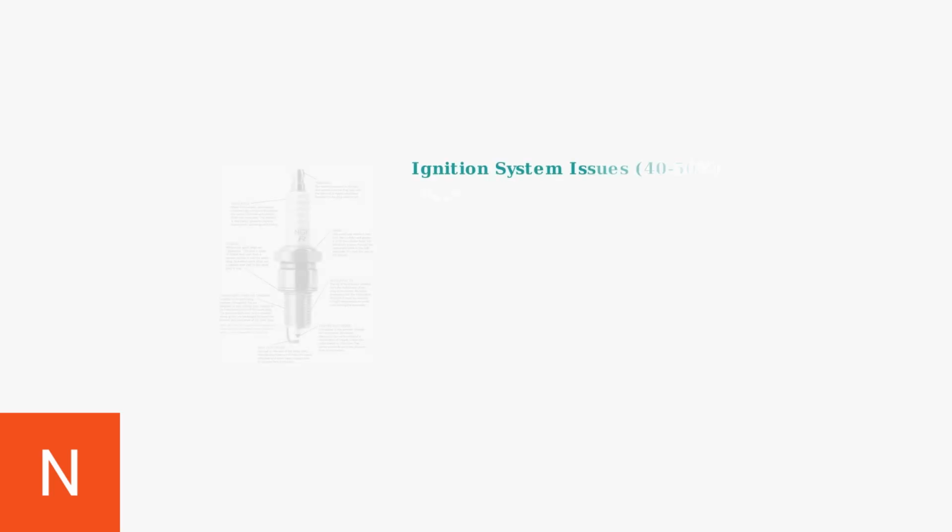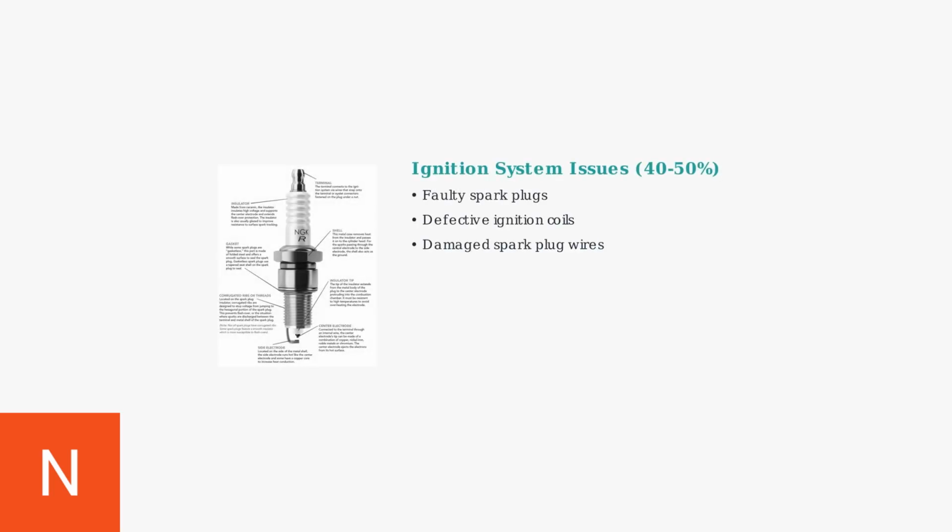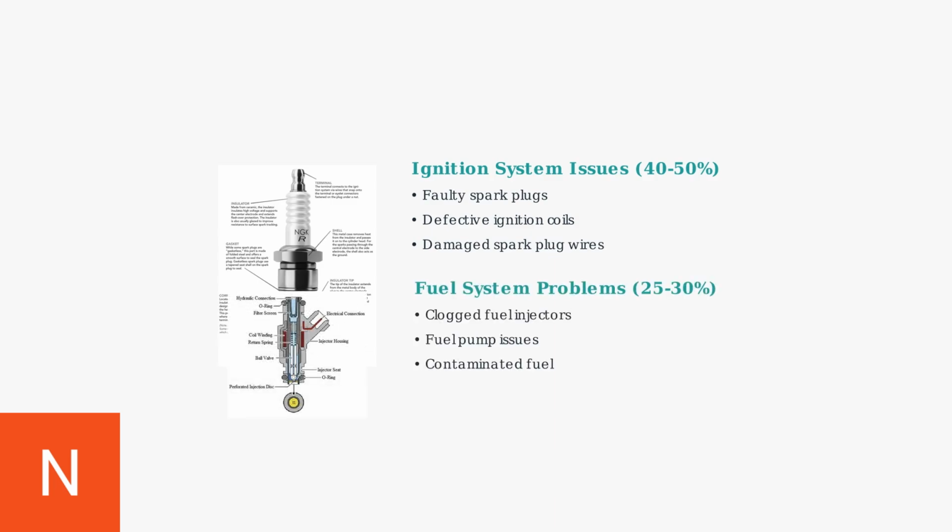The most common causes of P0304 codes fall into 4 main categories. Ignition system issues account for 40 to 50% of cases, including faulty spark plugs and defective ignition coils. Fuel system problems account for 25 to 30% of P0304 cases, with clogged fuel injectors being the most common culprit, along with fuel pump issues and contaminated fuel. Mechanical issues represent 15 to 20% of cases and include low compression in cylinder 4, valve problems, and head gasket failures. Air and vacuum system issues account for the remaining 5 to 10% of P0304 codes.